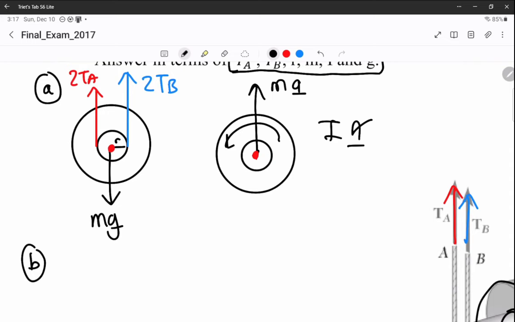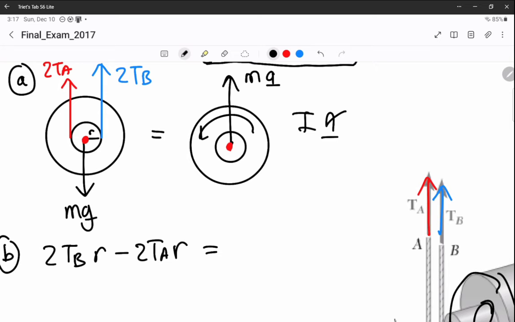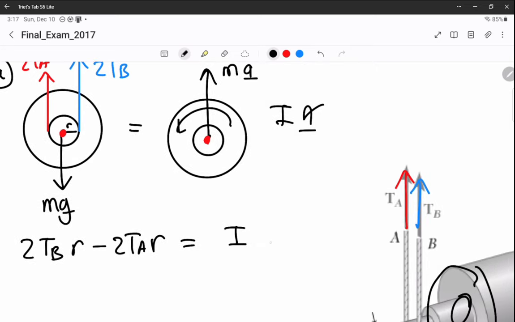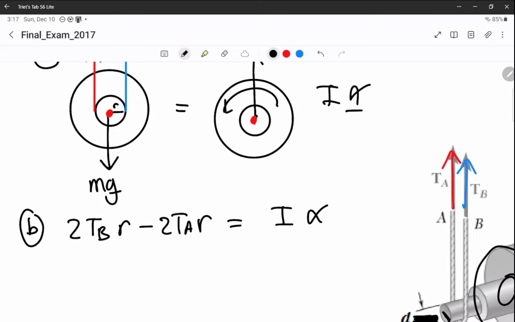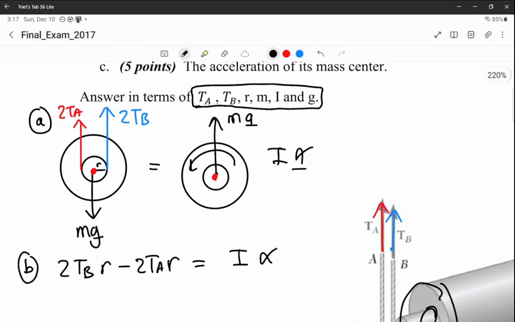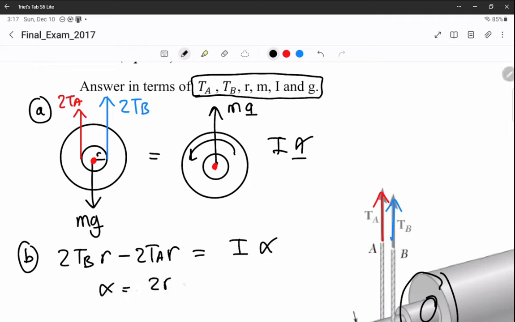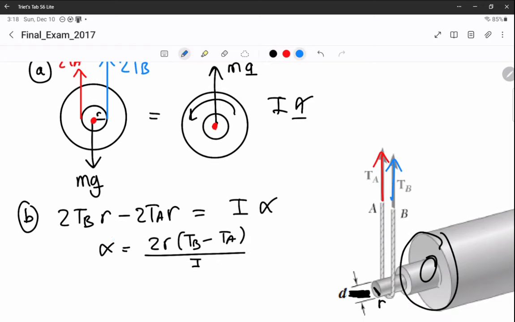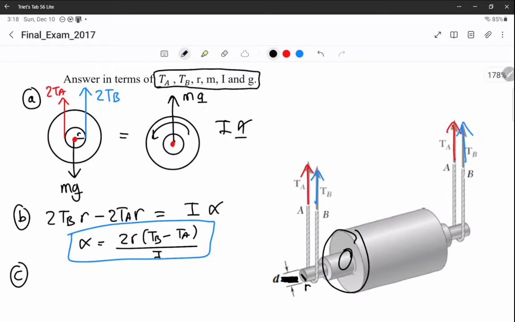Okay, so now again, go back to B, we take the moment around the red dot. You're going to have 2 TB R, counterclockwise positive, minus 2 TA R for the clockwise, equal to, on the right side, I alpha, counterclockwise, so that's positive. You're solving for alpha, so alpha is 2 R (TB minus TA) divided by I. And that's the answer. See, they're very generous on the variables. That's why it's not too bad.